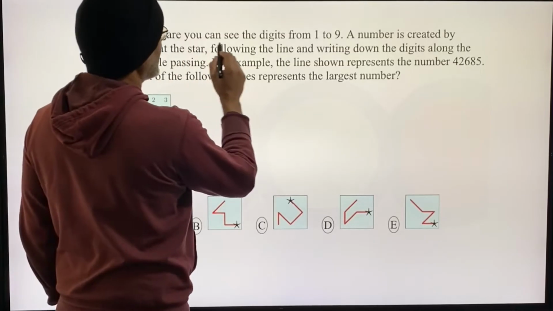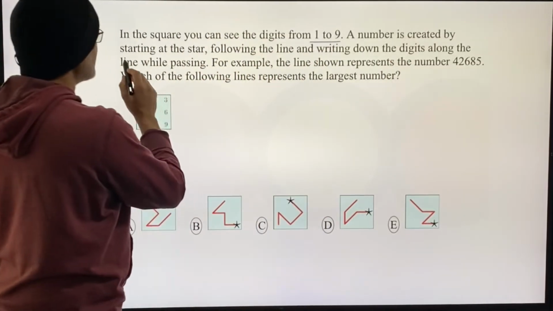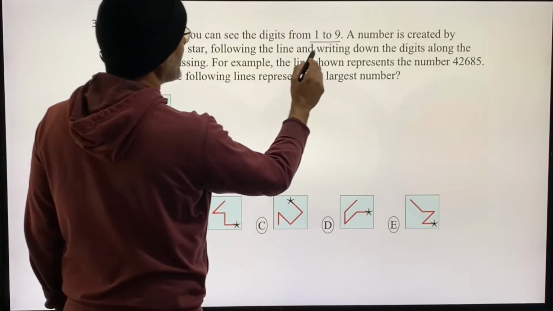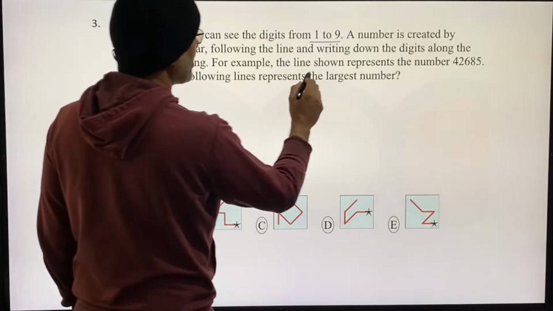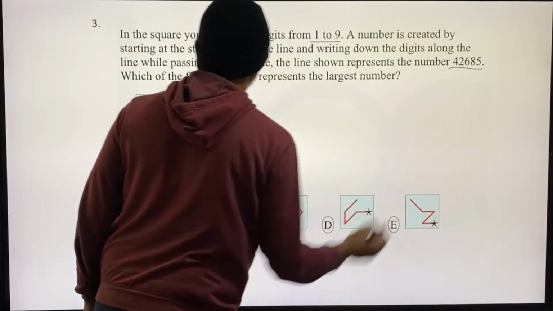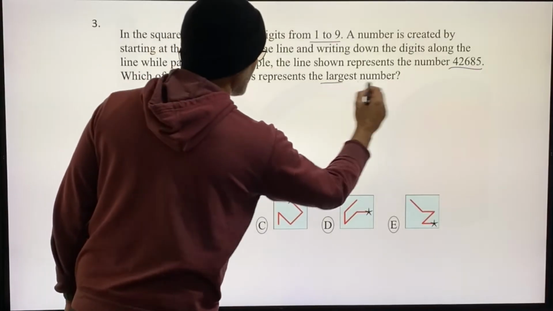In the square, you can see the digits from 1 to 9. A number is created by starting at the star, following the line and writing down the digits along the line while passing. For example, the line shown represents the number this. Which of the following lines represent the largest number?